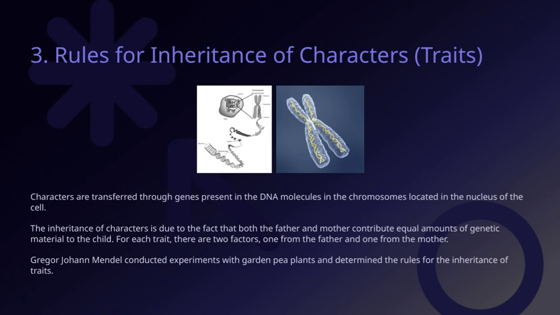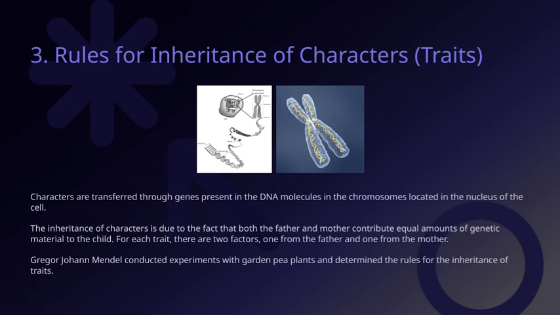Now, one of the key ideas here is that the inheritance of characters, that is, traits, happens because both the father and the mother contribute equally to the genetic makeup of their offspring. This means that each parent provides a set of genetic material, and together, they influence the traits of the child. For each trait, there are actually two factors involved, one inherited from the father and one from the mother. These factors are what we now call genes, and they determine the specific characteristics that appear.